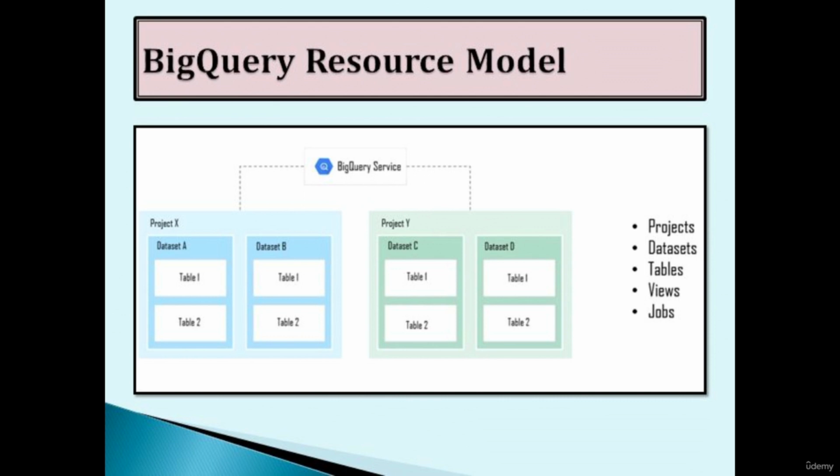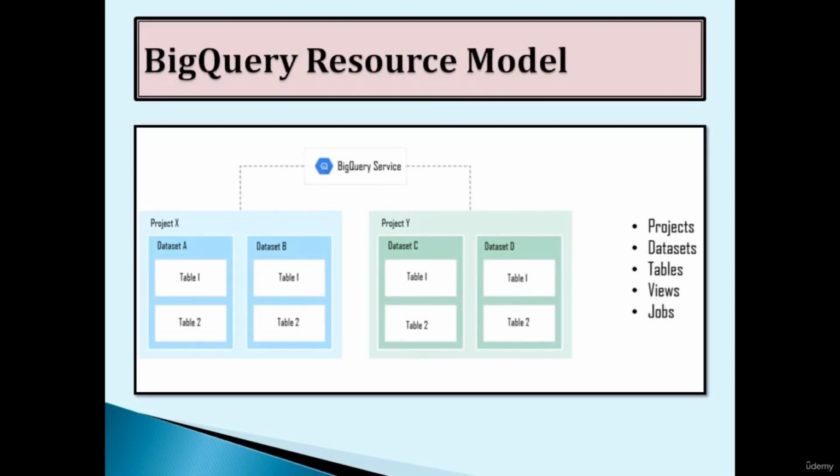So that's all. Then there are tables, which are collections of columns and rows stored in managed storage and defined by a schema with strongly typed columns of values, and also allow access control at table level and column level. The next is views, which are virtual tables defined by a SQL query, and it allows access control at view level. And the last one is jobs. These are actions run by BigQuery on your behalf, like load data, export data, copy data, or query data. Jobs are executed asynchronously.